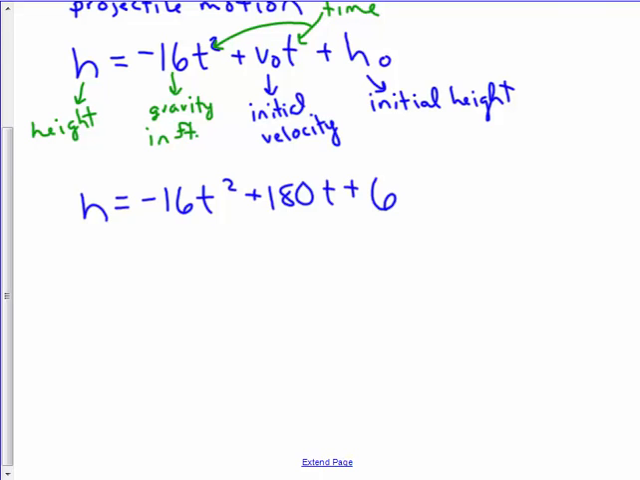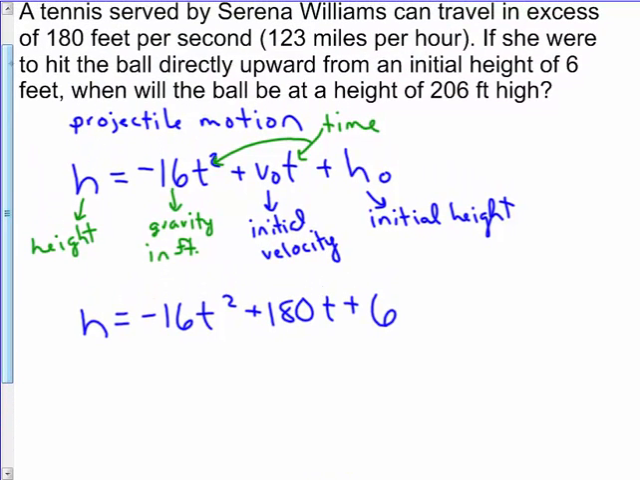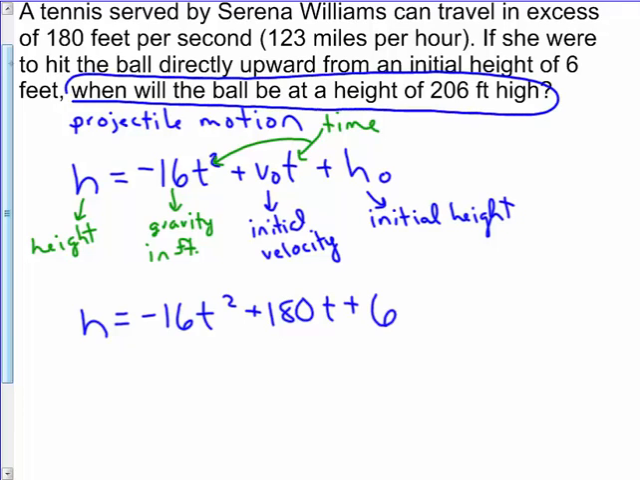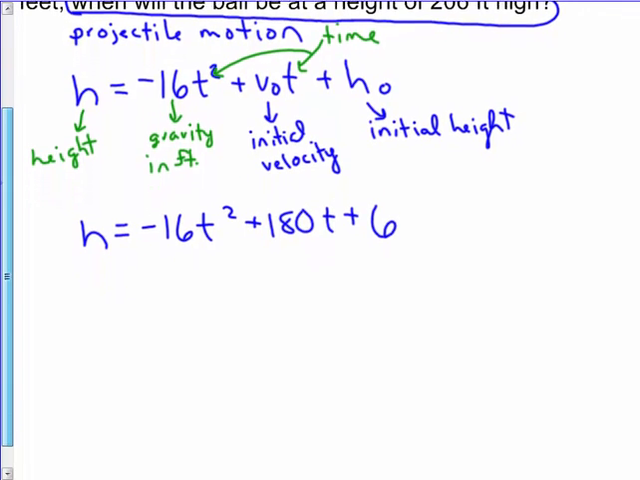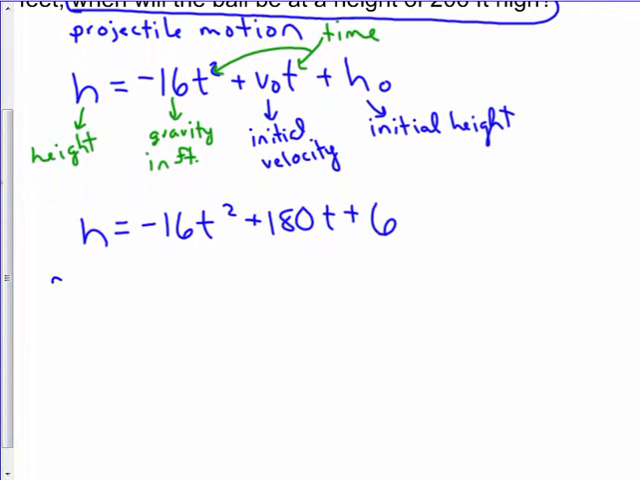So at this point, that's my general equation. I could put in a certain time, I could find a height, that type of stuff. What am I trying to find? It says, when will the ball be at a height of 206 feet? So the height is 206. So I can put in 206 for h, and then go about solving this. How would I go about solving this?